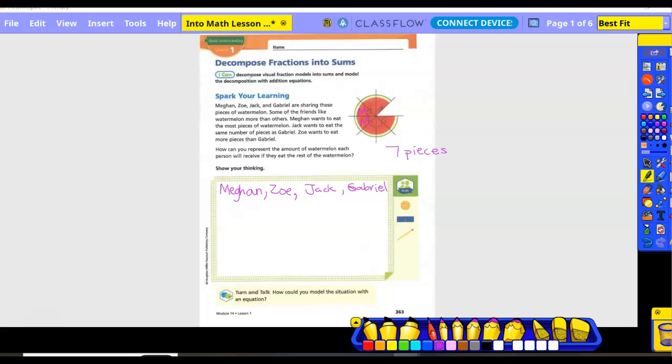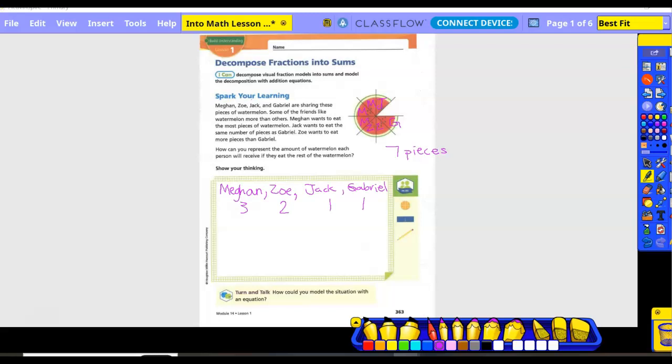5. Okay, but it also says that Megan wants to eat more than Zoe. So if we only give Zoe 1, then Jack and Gabriel get none? That wouldn't work, right? Okay, so we can give Megan what? 3. And then how many would Zoe get? 2. So Megan still has more than Zoe. And then how many would Jack and Gabriel each get? 1. Oh, sorry, I forgot. J and G. Okay, so does that work? Yes. 3, 2, 1, 1.